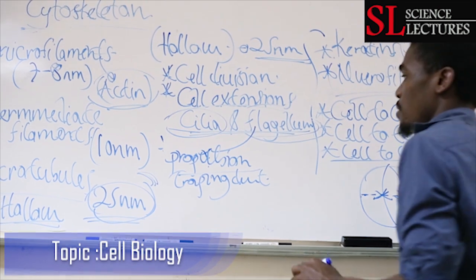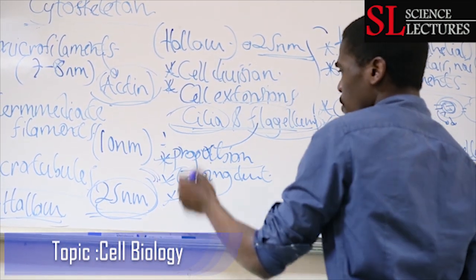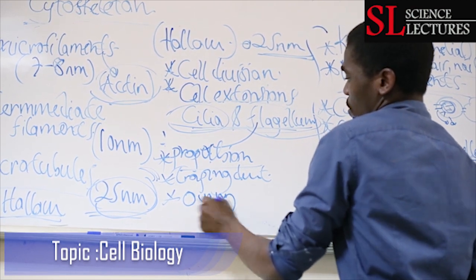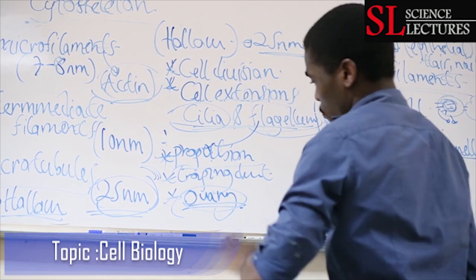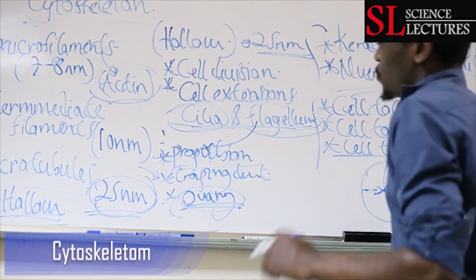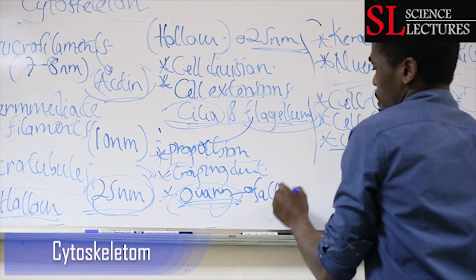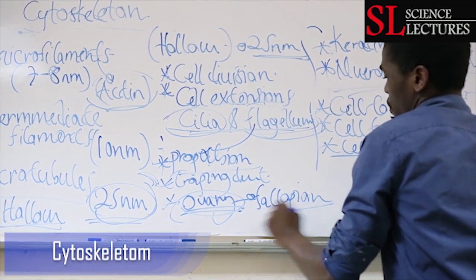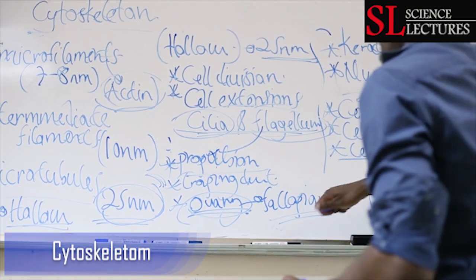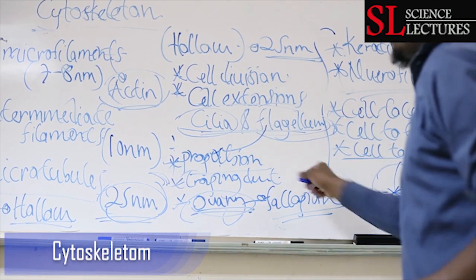Then cilia can also be important where? Can be very important in the female reproductive system for movement of the ovum. The cilia is used for beating the ovum to move towards where fertilization is going to take place, along the fallopian tube. So that is with the cilia. So that is it with the microtubules: cell division, cell extensions like cilia and flagellum.